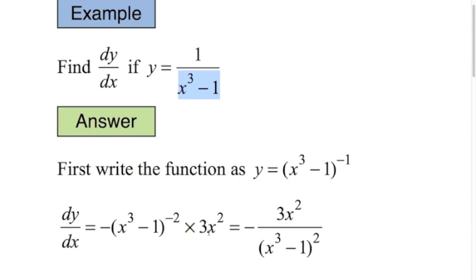Okay, just to tidy that up, 3x squared stays on the top, the minus is out the front. (x cubed minus 1) to the power of minus 2 on the top becomes (x cubed minus 1) to the power of plus 2 on the bottom line. So there we've got our last one there using the chain rule. Very, very handy rule. You're going to use it a lot when you're differentiating functions.